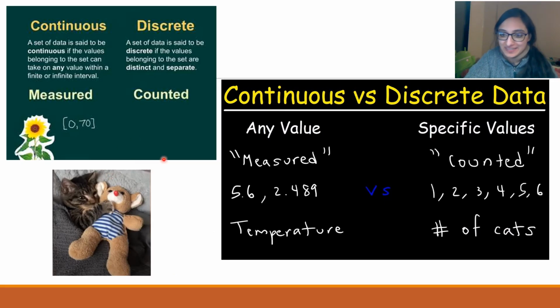Just to explain what continuous and discrete values are. A set of data is said to be continuous if the values belonging to the set can take on any value within a finite or infinite interval. So it's like something measured, right? It can be anything. You can go for pi, like 3.14142.